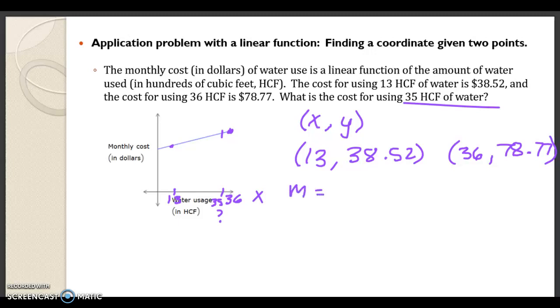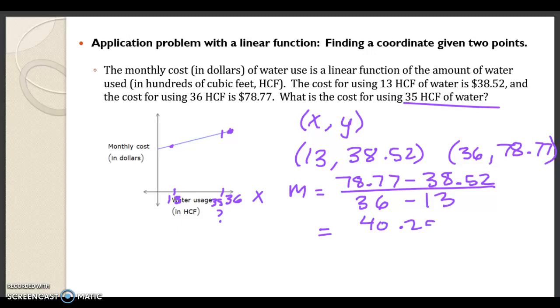The change in y is represented by taking y minus y, over the change in x. Take x minus x, and then determining what we get. So the slope is going to be 77 minus 38.52. That gives me 40.25. And then 36 minus 13 gives me 23. So my slope is this kind of weird thing here.